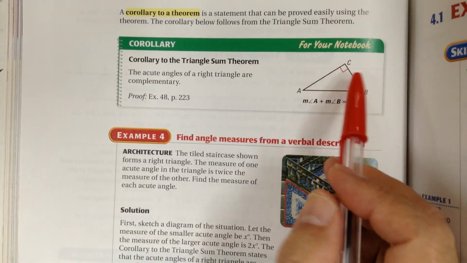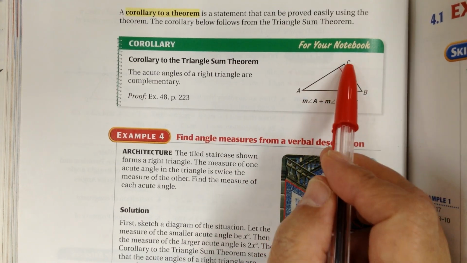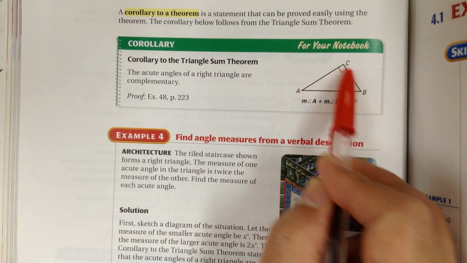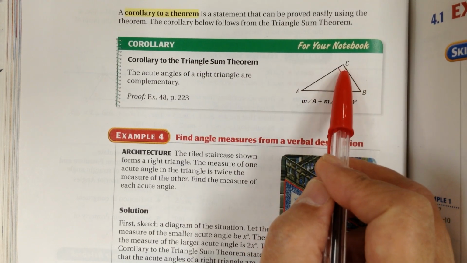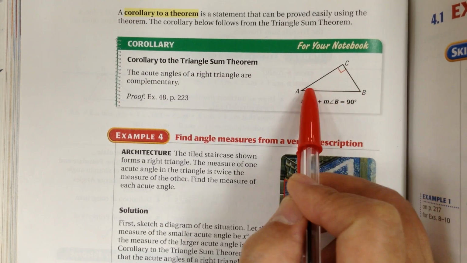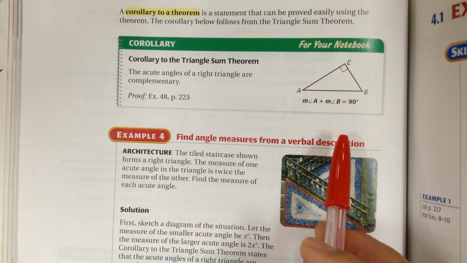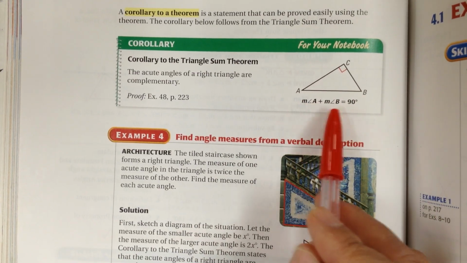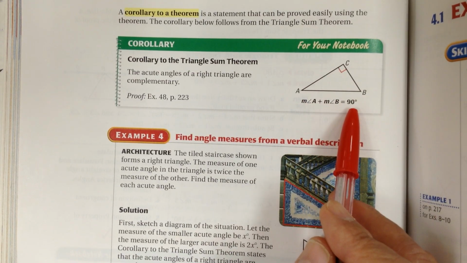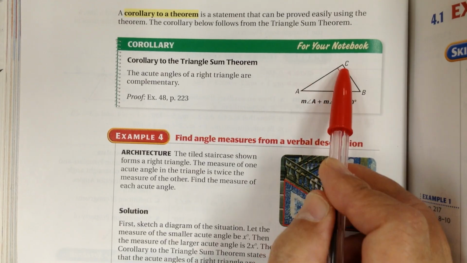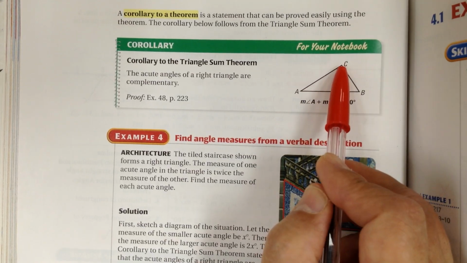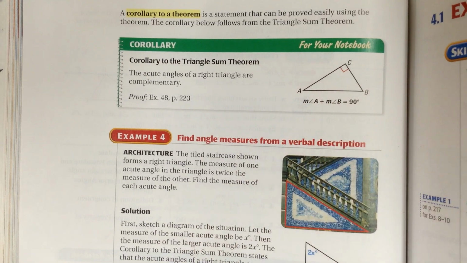It's a conclusion you can make easily, right? Because think about it. For the right triangle, remember the three angles always add to 180, right? So if this already takes up 90, that means these two have to take up the other 90 degrees. So the measure of angle A plus the measure of angle B equals 90 degrees, because the three angles equal 180 and this equals 90, so the other two have to equal 90.